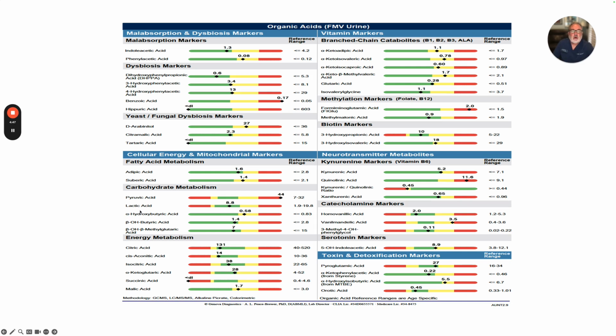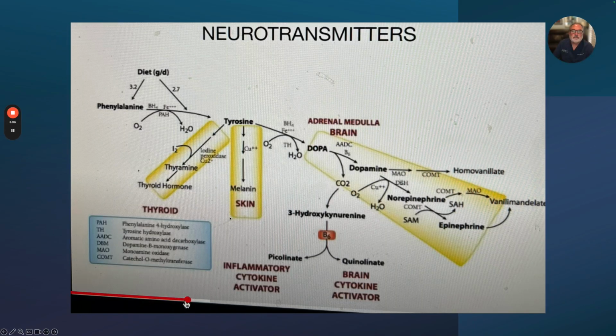So when we see a problem with, let's say, norepinephrine or epinephrine, looking at that previous pathway, we want to make sure that we have enough dopamine, enough phenylalanine, enough tyrosine. So as we look at the chart, here's another chart showing the same thing.